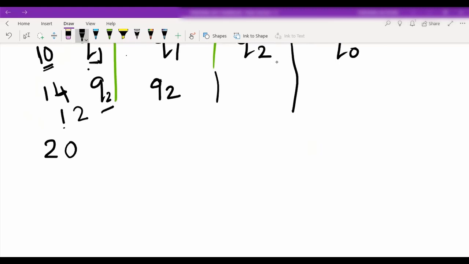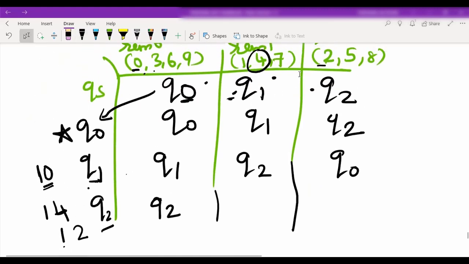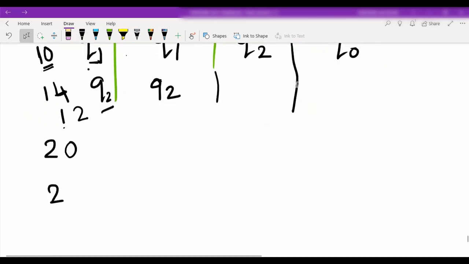Now the previous remainder is at the tens place, and the next bit at the unit place is, for example, 1. So that is divisible by 3, going to state Q0. And for the previous remainder 2 and the current bit 2, what will be the remainder? The remainder will be 1, so we go to the Q1 state.